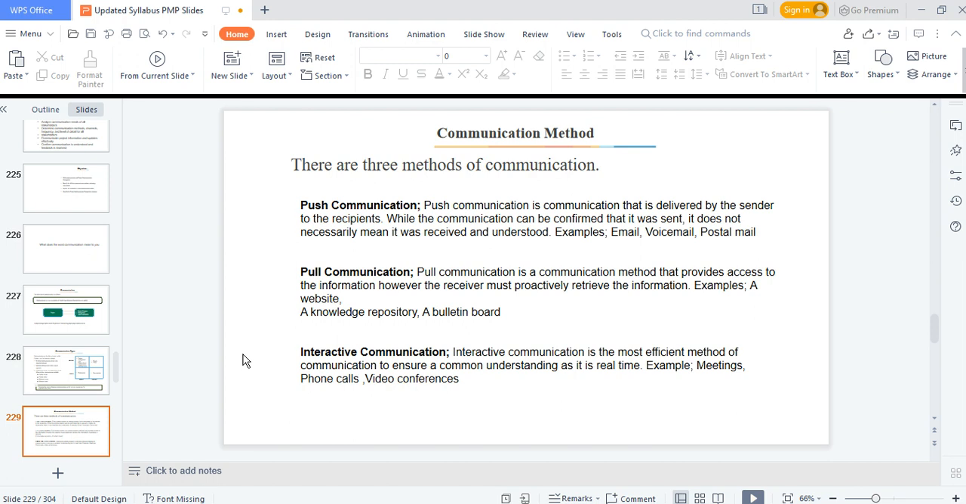For instance, you cannot just send a WhatsApp message for something that's very critical and important, something that is around 12 noon, you sent it by 11 and you expect it's going to be taken seriously. That time, you need interactive communication. You need to make a phone call. You need to ask for a video conference, ask for a physical meeting. And this is the most effective and efficient method of communication to ensure a common understanding because it is real time.